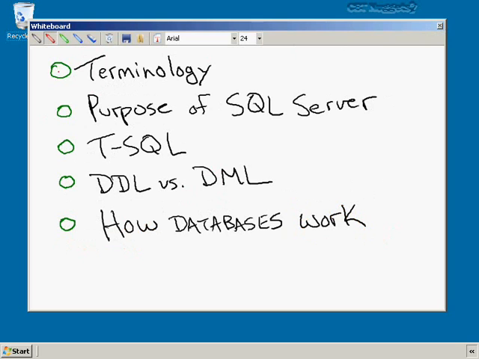In this nugget, we've covered SQL Server's terminology, and we've looked at the purpose of SQL Server, or really the purpose of any relational database management system. We looked at the Transact SQL language that SQL uses as its control and scripting language, and covered the differences between the DDL, or data definition language, and DML, or data manipulation language, sides of T-SQL. Finally, we looked at how databases work. We talked about how storage works, how file streams work within SQL Server 2008. We looked at transaction logs and so forth, database indexes, and even database triggers.